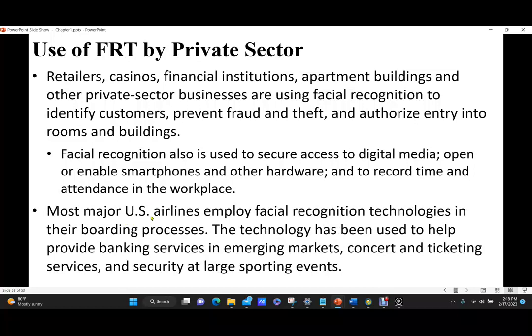Most airlines are employing facial recognition technology in their boarding process. It's been used to help provide banking services in emerging markets and to provide identification for concert tickets, ticketing services, and security at large sporting events.